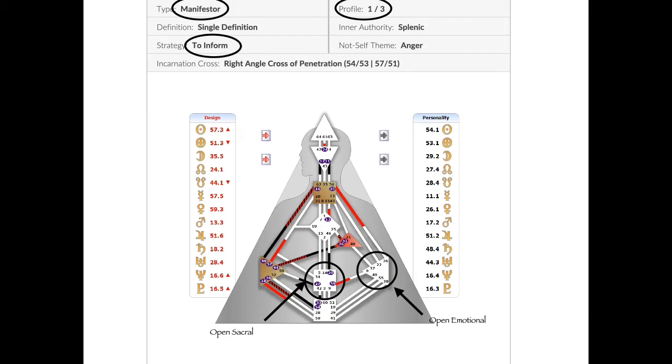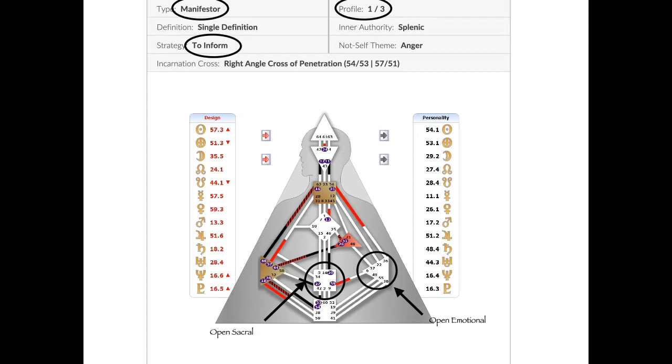The other requisite for being a manifestor is that he is an open sacral. So we know that he has an open sacral, and he also has a motor to the throat. And that, in fact, will tell us that he's a manifestor. Now that we know he's a manifestor, we also know that the manifestor's whole strategy is all about informing. Manifestors are here to manifest, or to go out and initiate whatever they want to initiate.